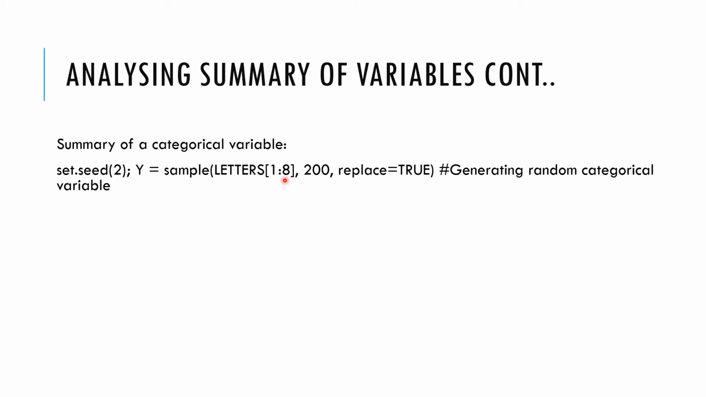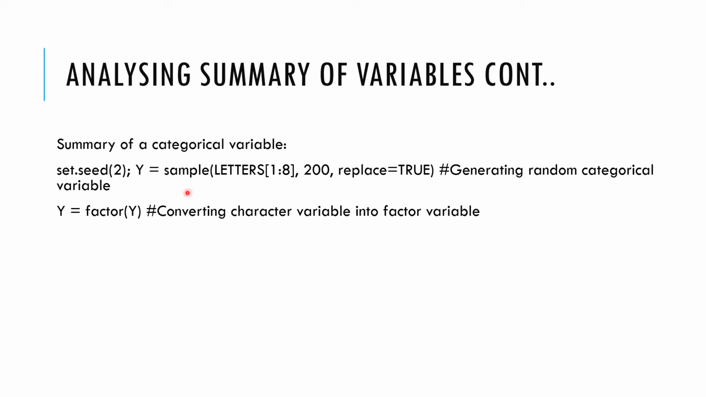So you can give the index. This is how you use LETTERS in capital letters, then square brackets. If you want to use all the alphabets, then don't mention any number inside. If you want a particular set of alphabets, I've taken the first 8 alphabets from this, and then we want 200 data points. Replace means this sample will use only those first 8 alphabets but 200 times, by replacing each of the alphabets.